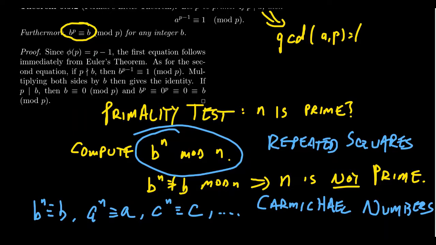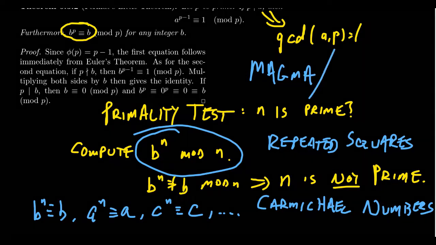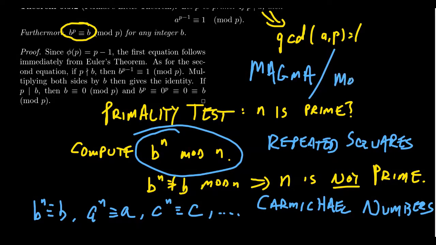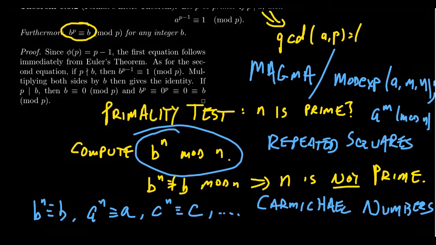And I would encourage you to try to practice some of these things yourself. So you could try testing some of these things, like with the computer software program Magma. A link to Magma can be found on this video right here. If you use the command ModExp of a comma m comma n, put a semicolon at the end, this will compute a to the m mod n. And so, for example, with this primality test, you would put the n right here as the same number over and over again. And so you can check.